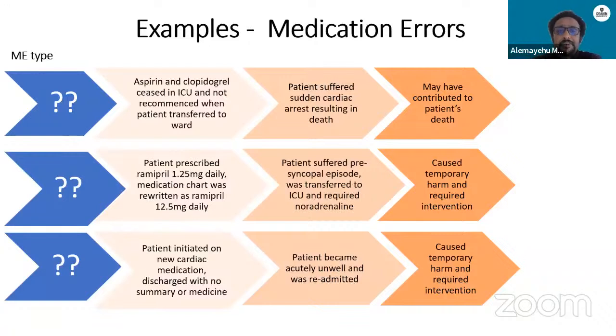And the second question: patient prescribed Ramipril 1.5 milligram daily. Medication chart was rewritten as Ramipril 12.5 milligram daily. What is this again? Reconciliation. It depends on the person who writes this one. It may be a documentation error, or else it may be a dispensing error.